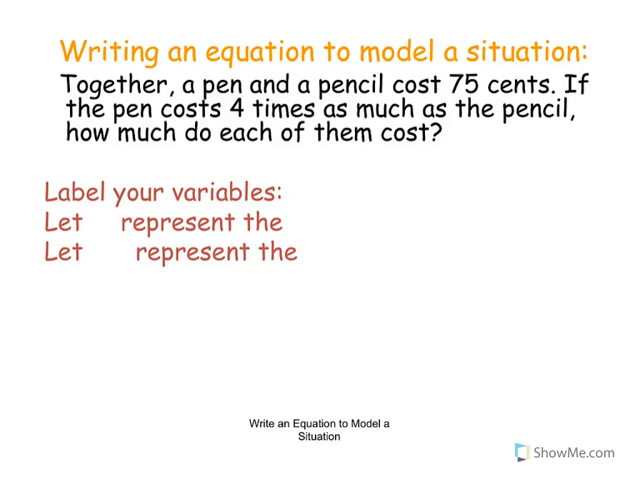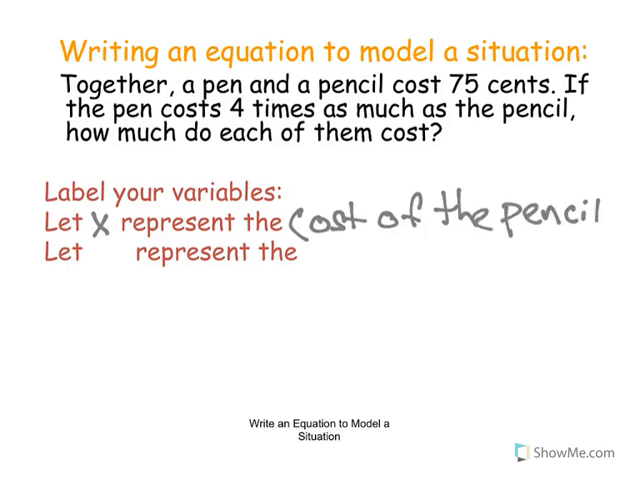So the pen costs 4 times as much as the pencil. So I'm going to say let X represent the cost of the pencil. And then we're going to say, well, what else do we know? And it says, well, the pen is 4 times as much as the pencil. Well, that means if the pencil cost X, the pen costs 4 times as much, which is 4X, right? The cost of the pen.